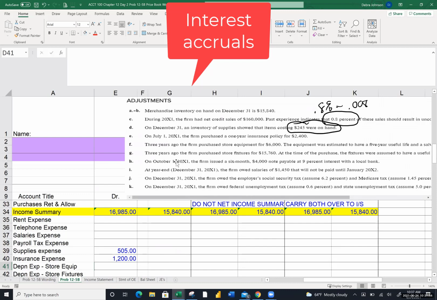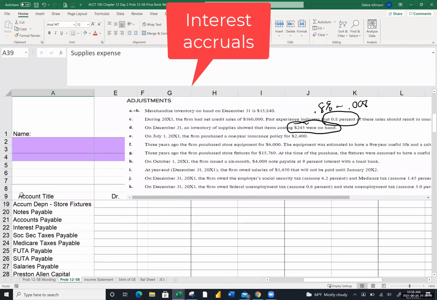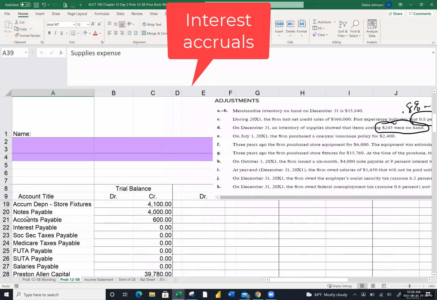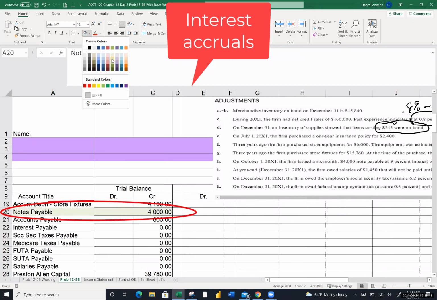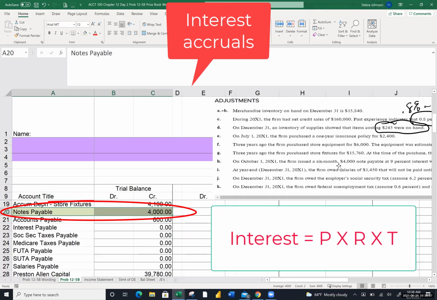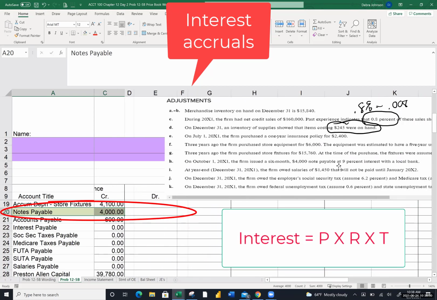And letter H says on October 1st, the firm issued a 6-month note payable. Okay, if you go look on the debt accounts, I'm looking at the liability accounts and I scroll back over, here's that note payable that they're talking about. Whenever there's payables, there's going to be interest. Okay, so they're talking about that $4,000 note in letter H. So it says they issued it on October 1st. It was for $4,000, which we see 9% interest with the local bank.